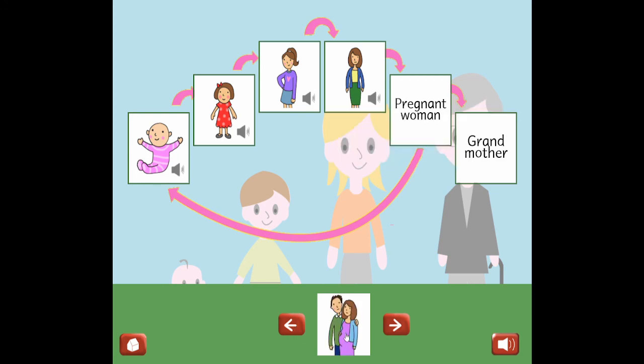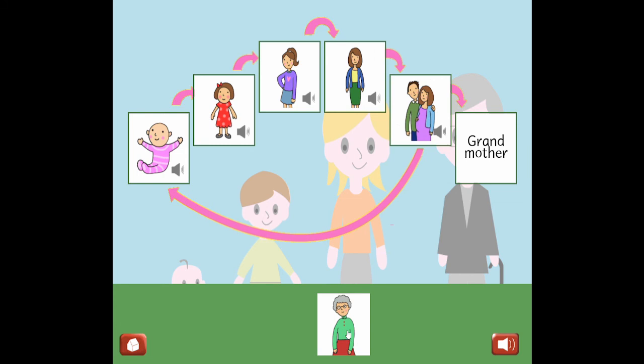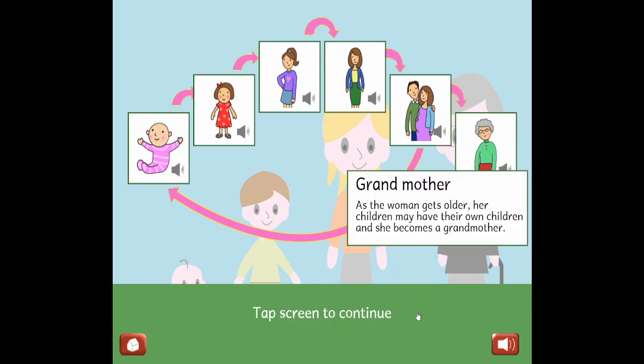Pregnant woman. A woman meets a man and they may decide to have a baby. After 9 months, the mother gives birth to a baby. Grandmother. As a woman gets older, her children may have their own children, and she becomes a grandmother.